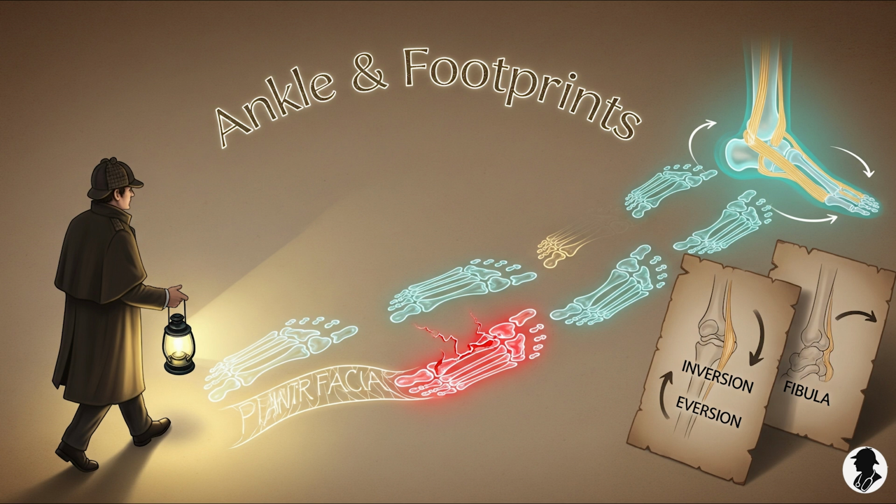It then further divides into the deep fibular nerve, supplying the anterior compartment muscles, some dorsal foot muscles, and sensation between digits 1 and 2, and the superficial fibular nerve, supplying the lateral compartment muscles and providing sensory innervation over most of the dorsal foot.